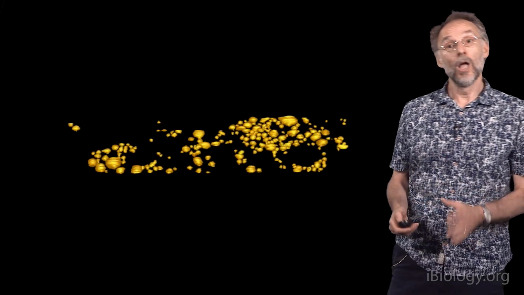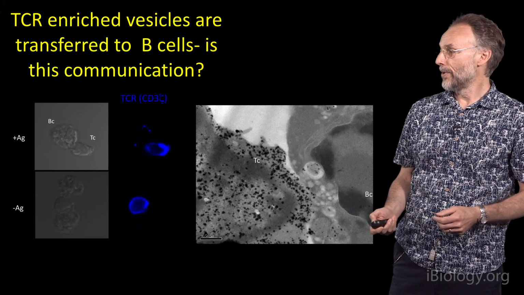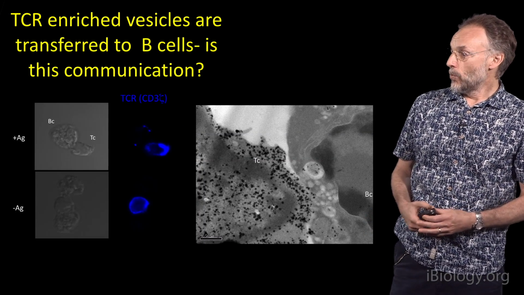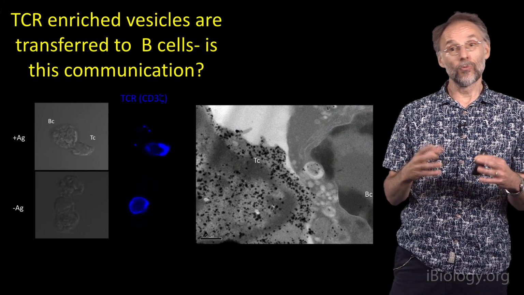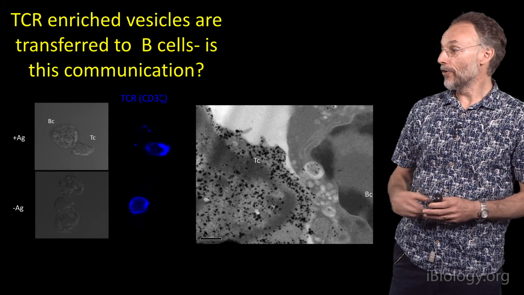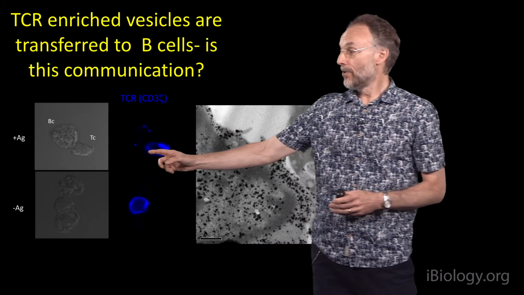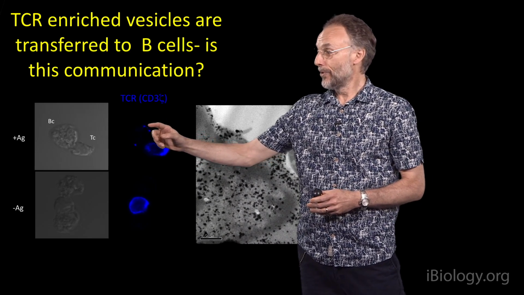It's now released to this surrogate antigen-presenting cell, but because the planar bilayer is a passive system, it can't do anything with them. So what we see when we go back to our cell-cell conjugation systems with T cells and B cells and look at what's happening in the interface between those cells, we can actually see evidence of transfer of T cell receptor into the B cell, which becomes particularly visible.